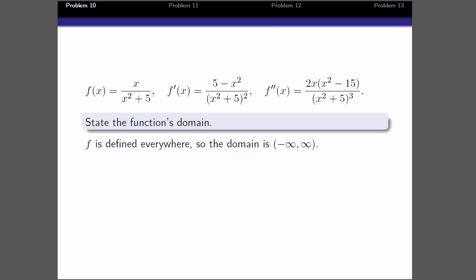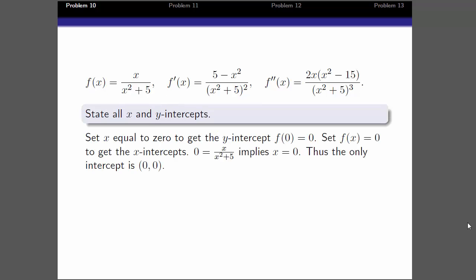So, first problem, we were given f of x, f prime of x, and f double prime of x, and we were asked to complete about 10 different tasks. So each of these questions is about the function f of x. So what is the domain of f of x? Well, we only look at the denominator here. It will never be 0, so it's a rational expression. We can plug anything we want into it. So the domain is negative infinity to infinity.